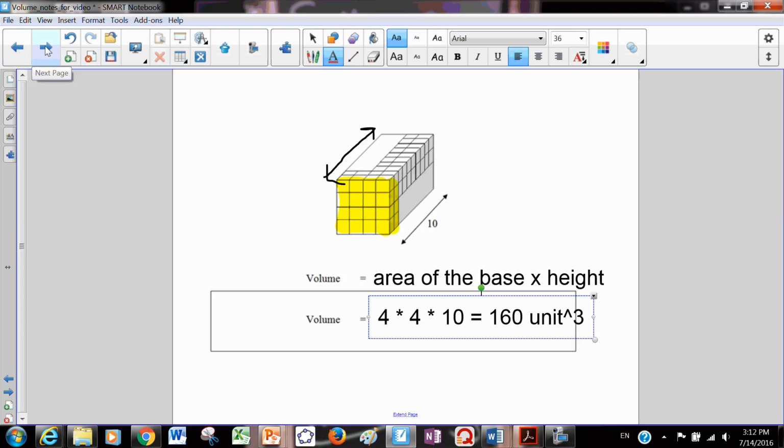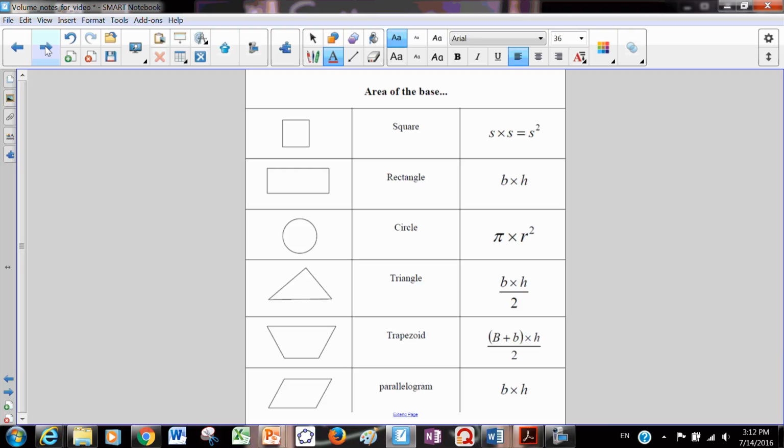Now, what is the base going to be when you have prisms? It can be different shapes, so this is a reminder of the different formulas that you might have to use as the base.